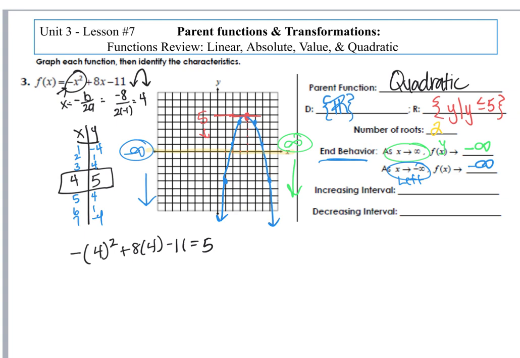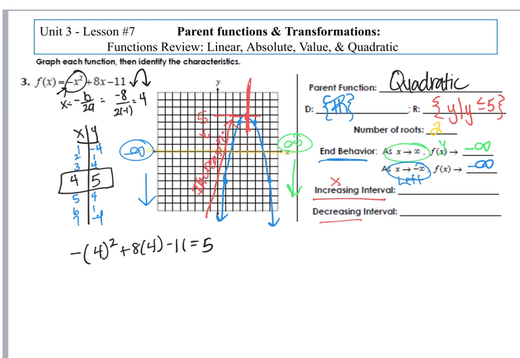So again, this is referring to for which x values is our slope going up, and for which x values is the slope going down, decreasing. Remember that the vertex is the turning point. So here's my vertex. As I come from the left side and move to the right, it's going up. So this side is increasing.